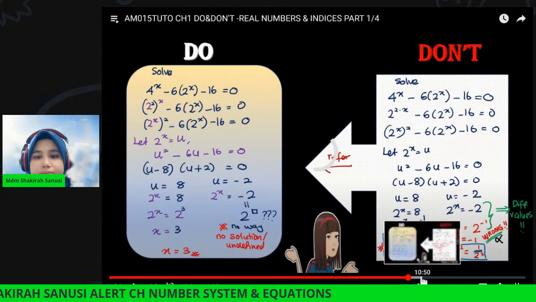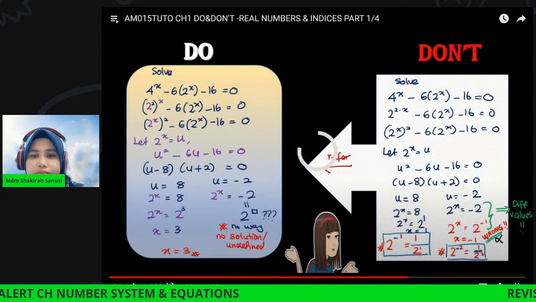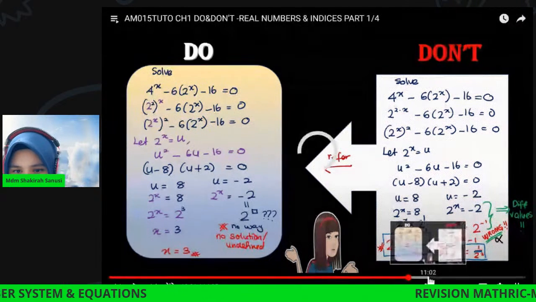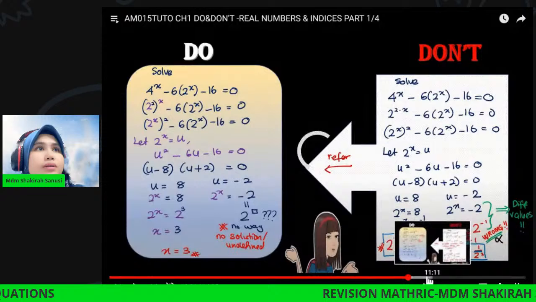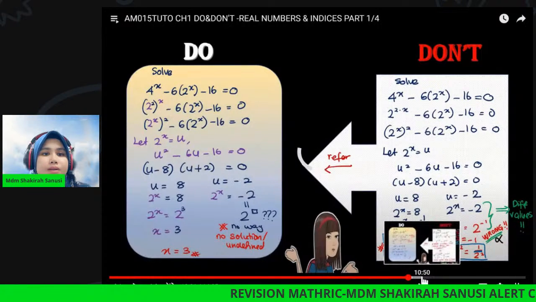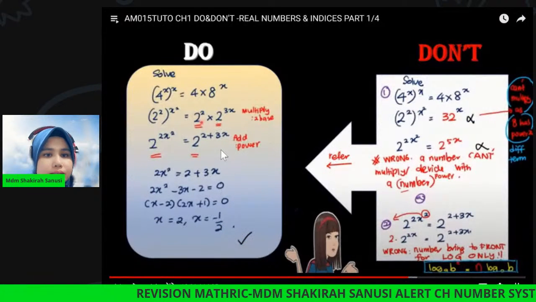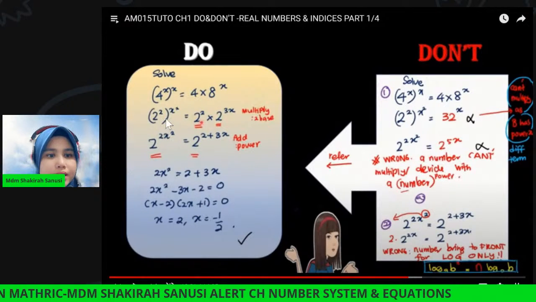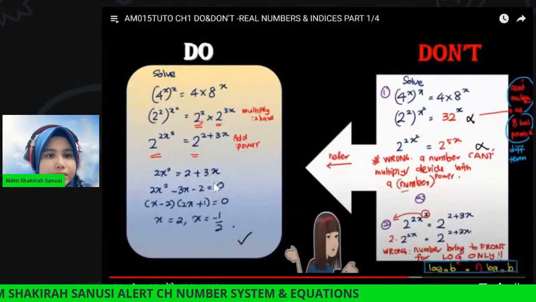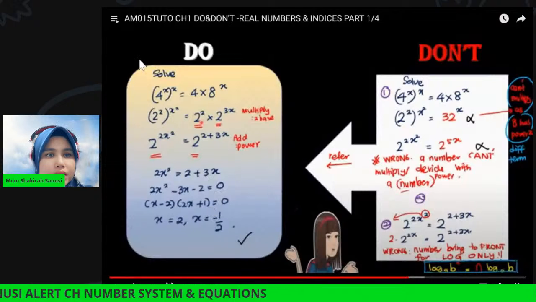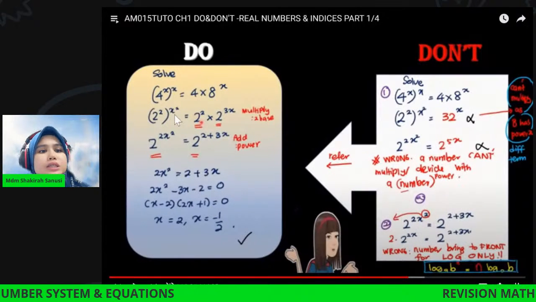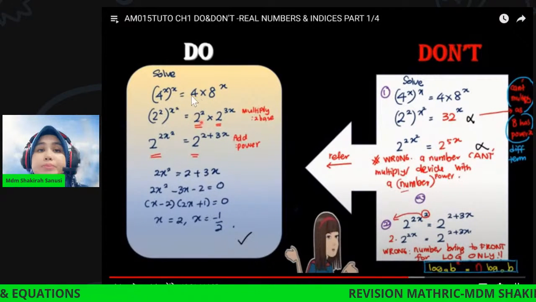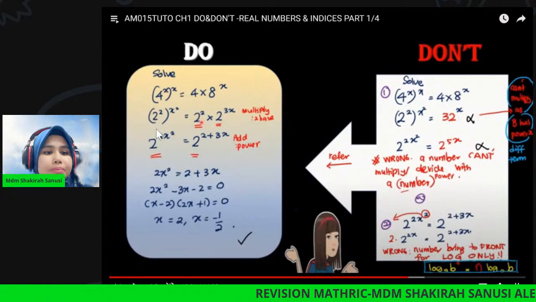Let's move to the next one. Let's look at this question. We change everything to base 2. So when the base is the same on the left and right, we just equate the power.